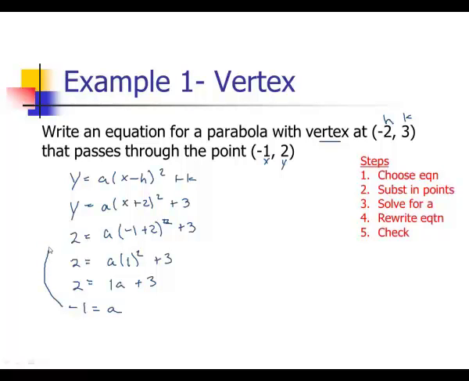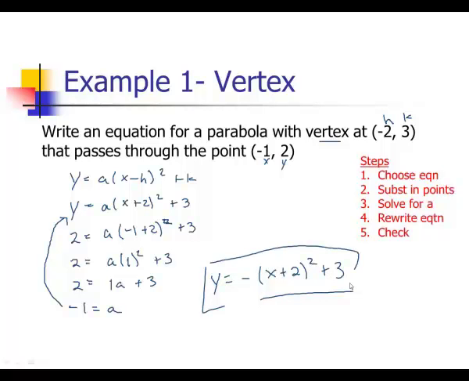Now that we know what a is, we're going to plug that back into our formula. We're going to plug it into the one that already has h and k plugged in because we know that's what our h and k is. So our equation will be y equals -(x plus 2) squared plus 3. So we have my vertex plugged in, we have my a value plugged in, and this is my equation for my parabola. Again, you can type this into your calculator and check and make sure it has a vertex at (-2, 3) and passes through the point (-1, 2).